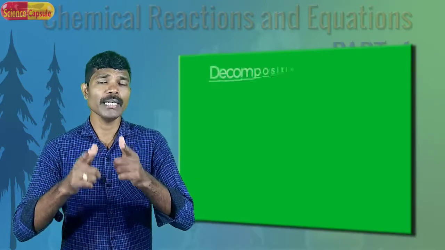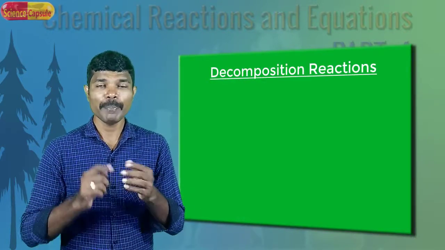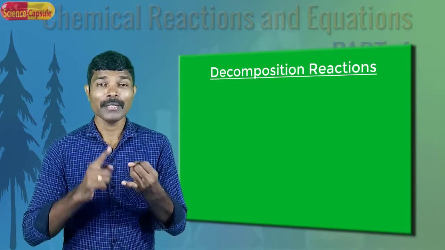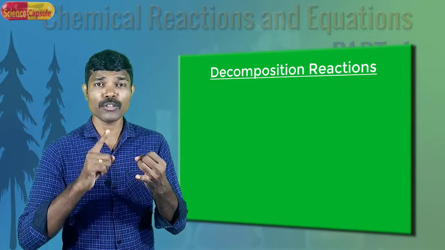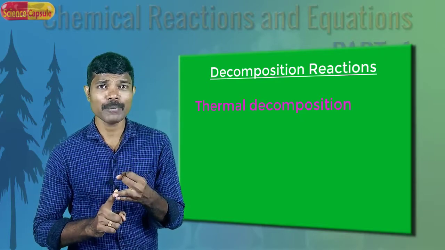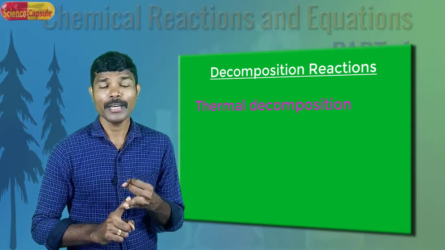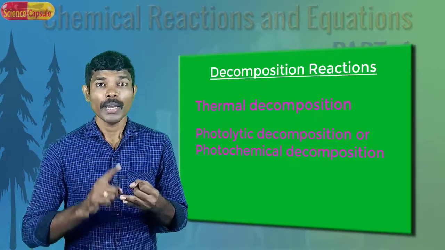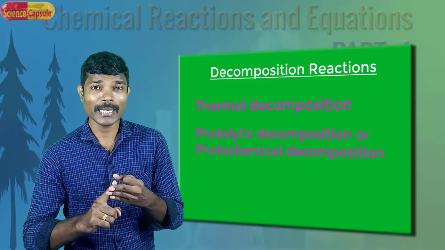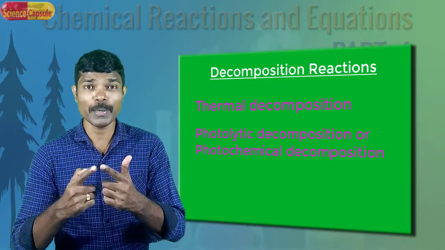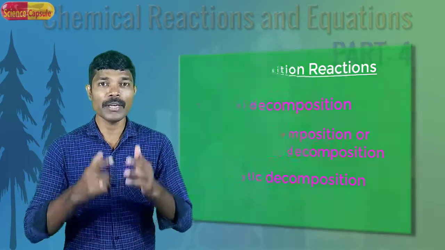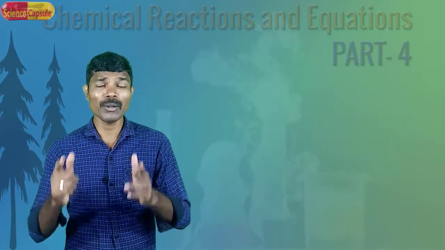The decomposition reaction is mainly of three types, depending upon the physical condition in which it occurs. If the decomposition reaction takes place in the presence of heat, it is called thermal decomposition. If it takes place under the influence of sunlight, it is called photolytic decomposition. If the decomposition takes place by passing electricity, it is called an electrolytic decomposition reaction. Now in detail we will see how decomposition takes place under all these physical conditions.